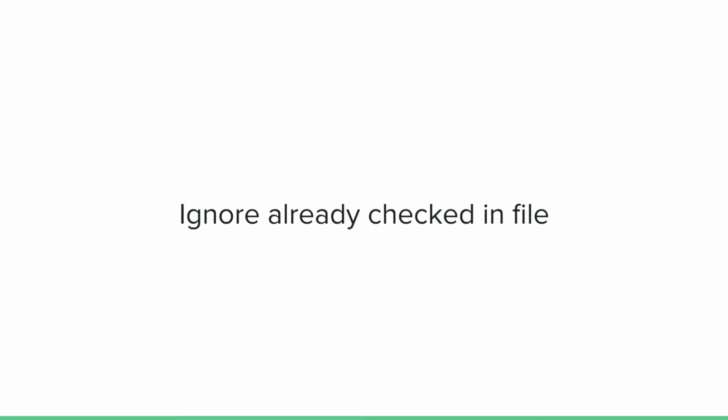So we just saw how to ignore a file or a folder in a Git project. But suppose we have committed some file which we want to ignore later. So how to ignore that file? Let's see how to do that.